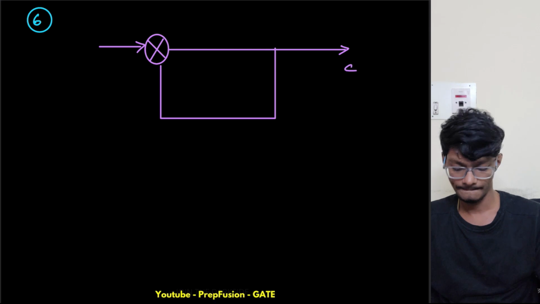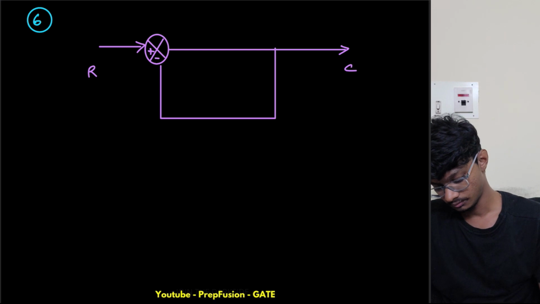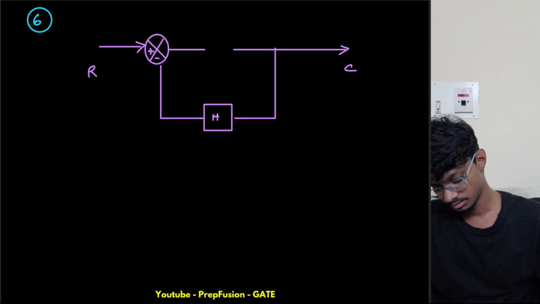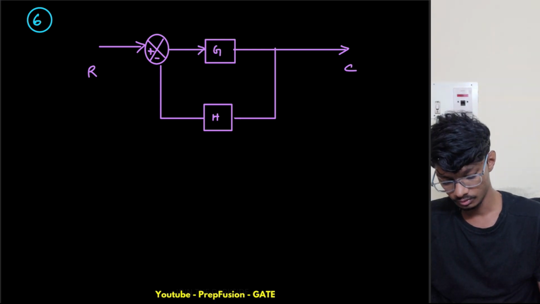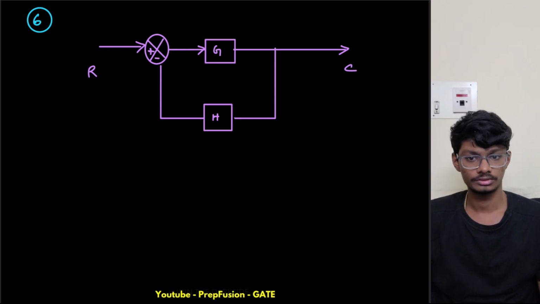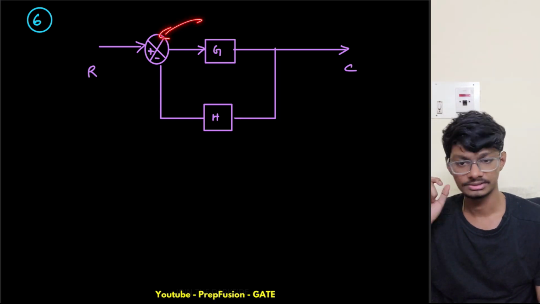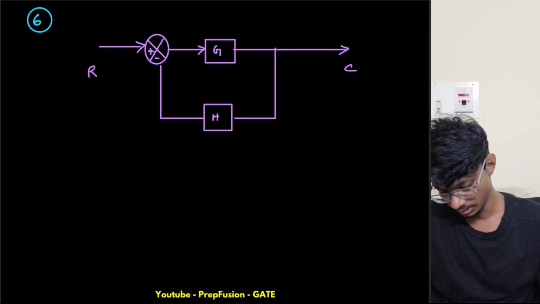So this is simply c, this is simply r, and this is subtraction, this is addition, and we have a gain of h over here, and we have a gain of g over here. We already know the result for this one, but we will calculate this using SFG. So this adder we can replace with a node. This is a takeoff point, we can replace this with a node. And this is the direction of the arrow here.